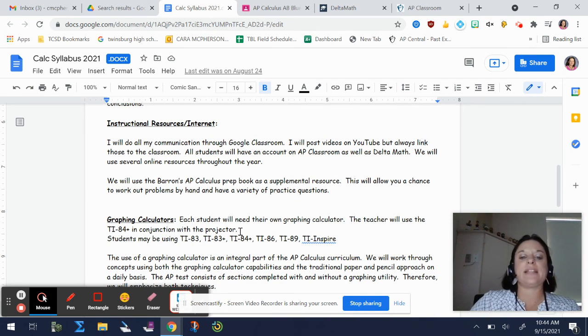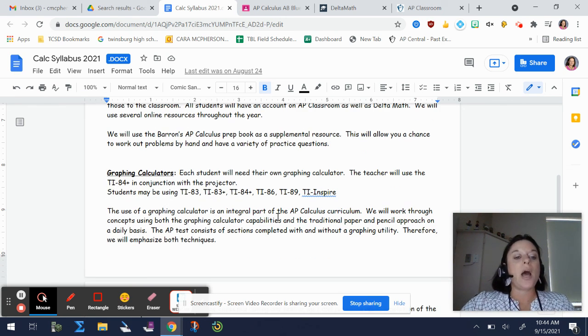If a student wants to have a supplemental resource, I always recommend the Barron's Prep book because I think it's a great book that does model the AP. It is not something they have to have, but some students like to have an extra resource at home, especially as they get closer to the test to prepare.